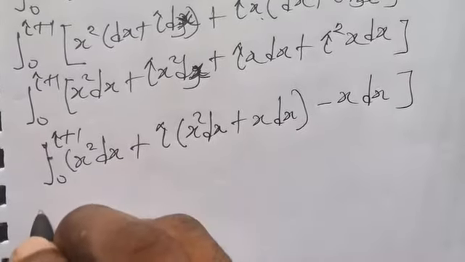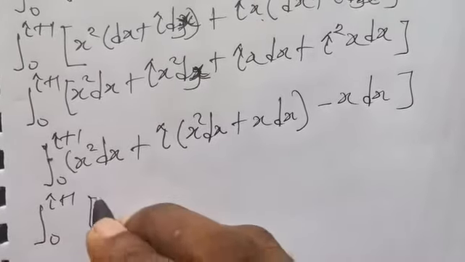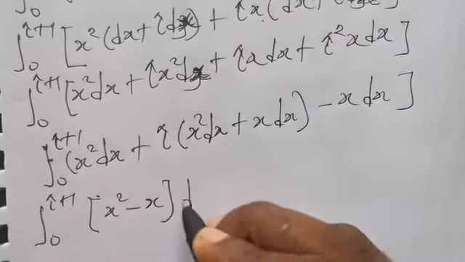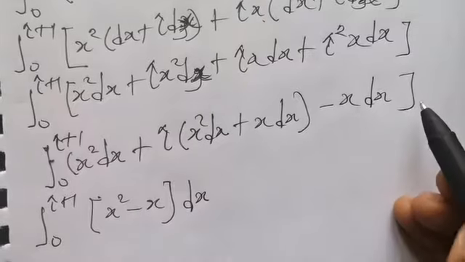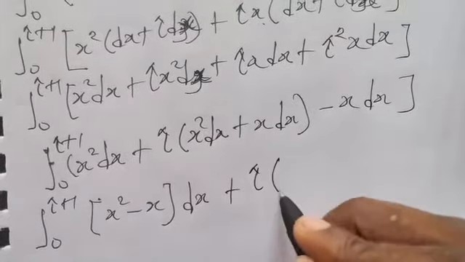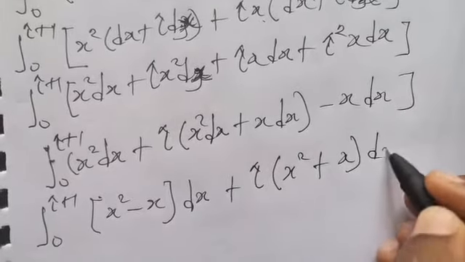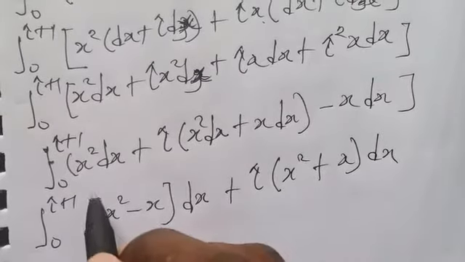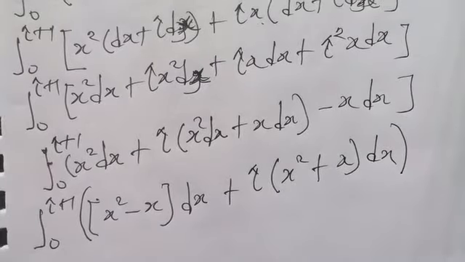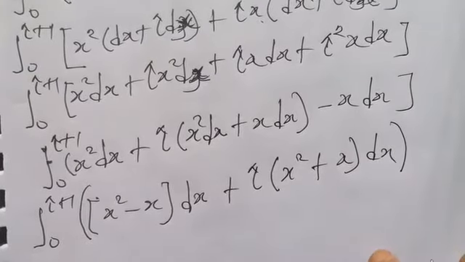This is now integral from 0 to i plus 1. So I simply have x squared minus x multiplied by the dx. Of course, the dx is common between these two. These are the real parts. Plus also the dx is common here, so I have i into x squared plus x multiplied by the dx. So we'll have this. We simply integrate the real part separately and integrate the imaginary part separately, or we can even integrate individually.